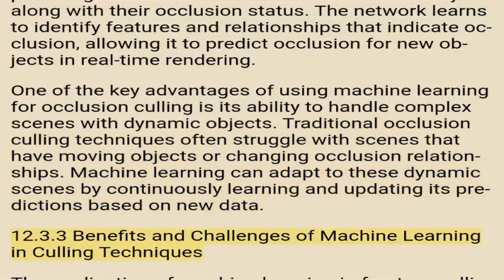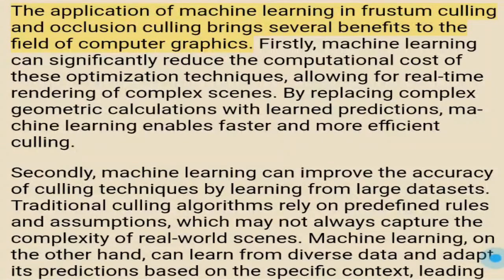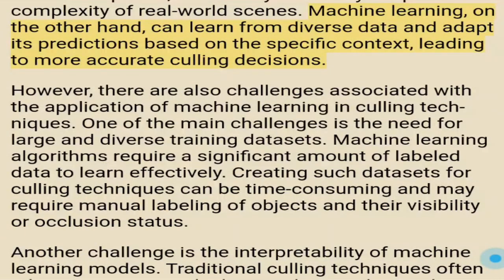12.3.3 Benefits and challenges of machine learning in culling techniques. The application of machine learning in frustum culling and occlusion culling brings several benefits to the field of computer graphics. Firstly, machine learning can significantly reduce the computational cost of these optimization techniques, allowing for real-time rendering of complex scenes. By replacing complex geometric calculations with learned predictions, machine learning enables faster and more efficient culling. Secondly, machine learning can improve the accuracy of culling techniques by learning from large datasets. Traditional culling algorithms rely on predefined rules and assumptions, which may not always capture the complexity of real-world scenes. Machine learning, on the other hand, can learn from diverse data and adapt its predictions based on the specific context, leading to more accurate culling decisions.